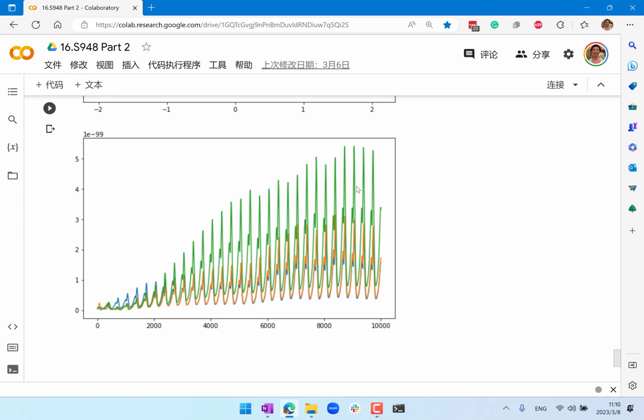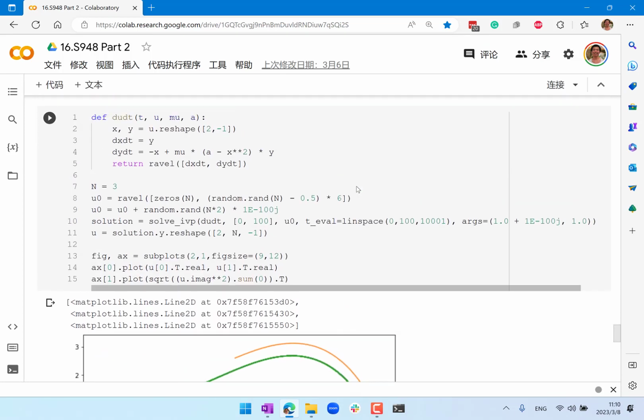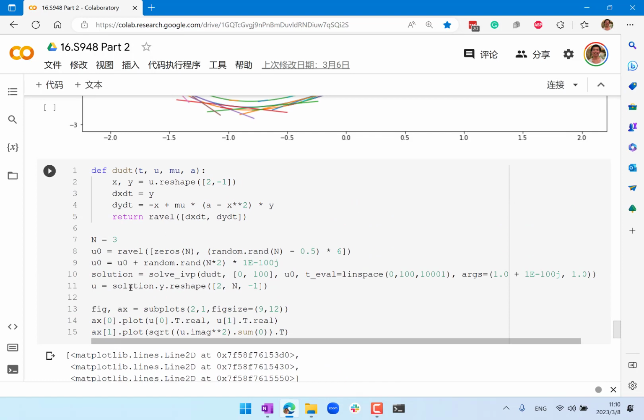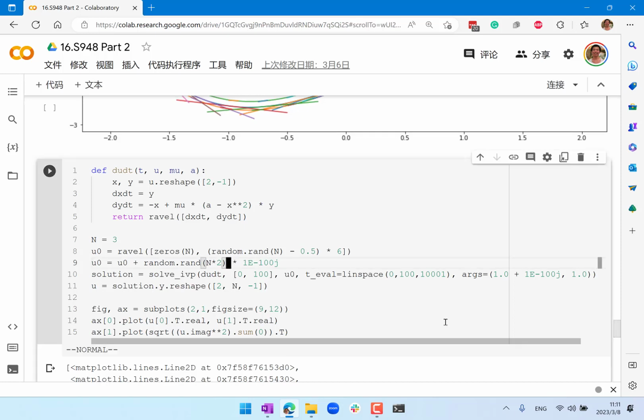So the solution to the inhomogeneous tangent equation, when we perturb, what did we perturb? We actually perturbed the first parameter, which is mu. So basically we added a 10 to the minus 100j. For example, if we don't perturb the initial condition, we just add, let's say, u0 plus 0j. The only purpose of this line is to make u0 a complex variable as opposed to a real variable, just changing the type. I can also say u0 equals array u0, with the type equal to complex.